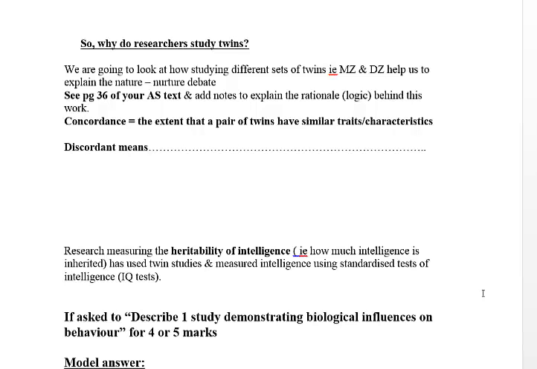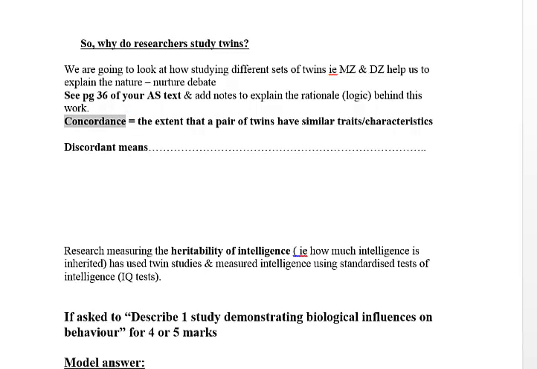Right, you've got here your AS text, which you know is quite useful in places. It certainly gives you a little bit of an understanding. And I've said here, can you make a note of the rationale, the logic behind why we study MZ twins and DZ twins? Okay, I'm actually going to explain that for you and what I want, but you can get this from the text instead and pause, etc. if you want. So we need to know this term, concordance.